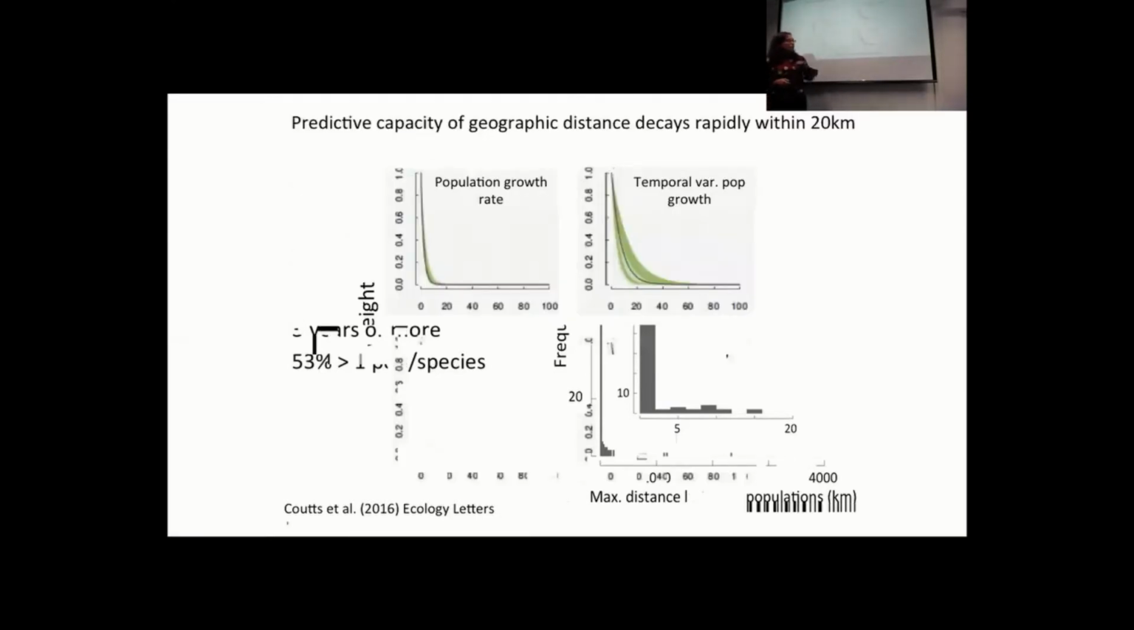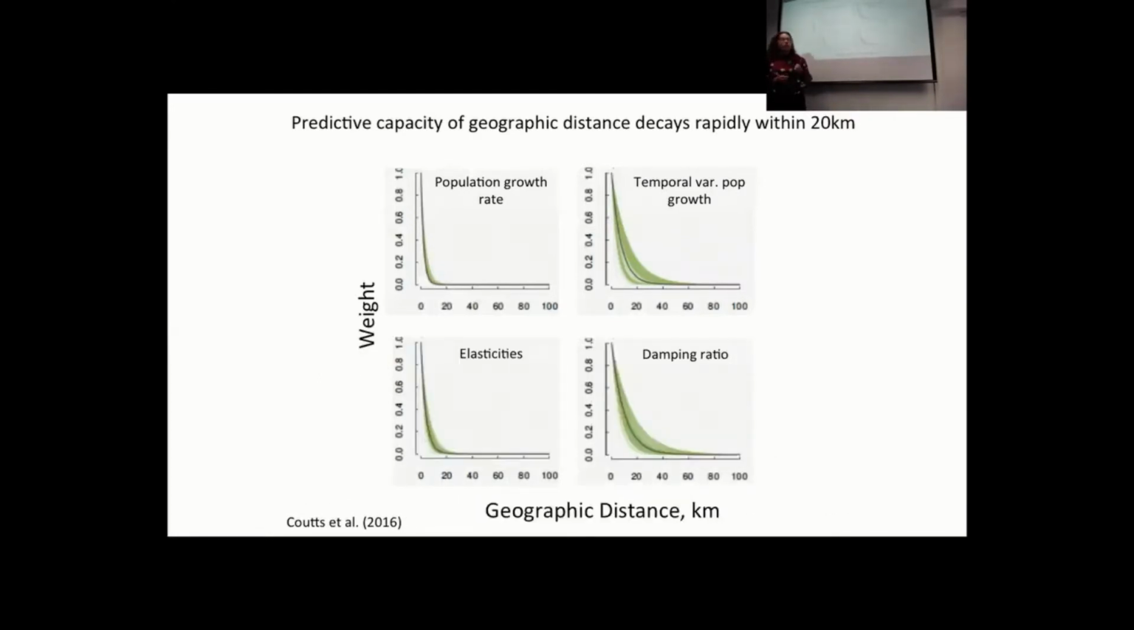And what we see using Sean's work is that our capacity to predict various measures of population performance really decays quite fast. When you go beyond 20 kilometers away from a known population, you're no longer able to predict what an unknown population of an unknown species or even a population of the same species is actually going to do. So the data that we have currently are not really adequate for making predictions of how a population in a new place is going to perform.